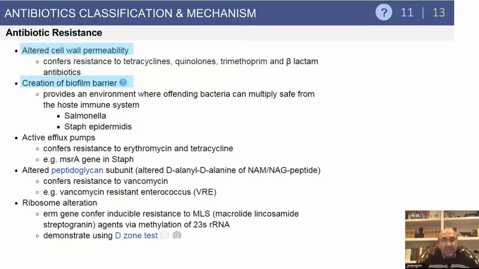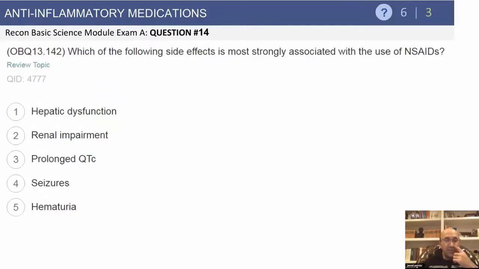Antibiotic resistance is obtained by the bacteria by either altering their cell wall permeability, changing their DNA machinery, by creating biofilm barriers, or altered peptidoglycan subunits. And these are some of the mechanisms by which resistance in the bacteria emerges.